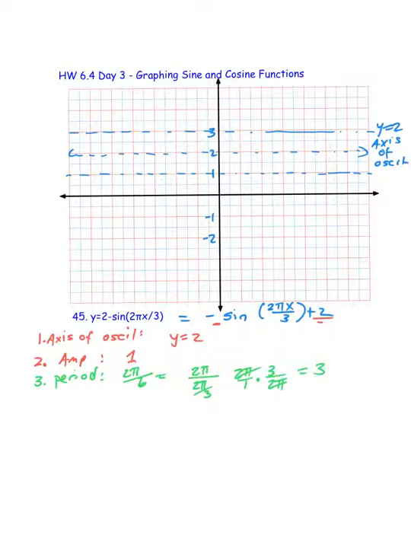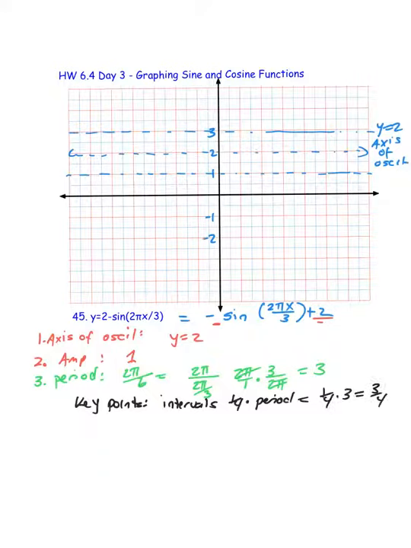Key points on a sine function occur at intervals of 1/4 of the period. So 1/4 times the period, which in this case is 1/4 times 3. So I'm going to have key points every 3/4. Our x scale is not going to be in terms of multiples of pi, but instead in multiples of 3/4.